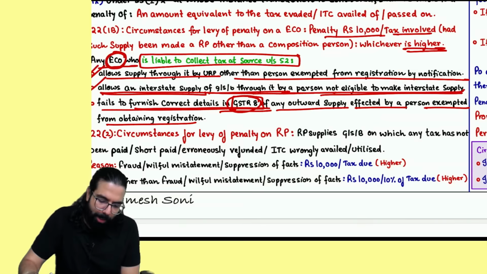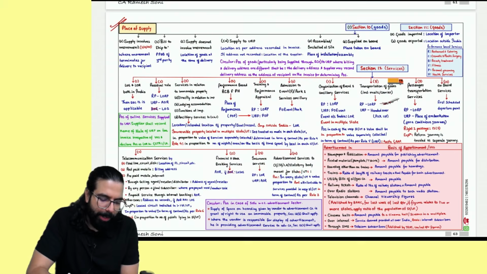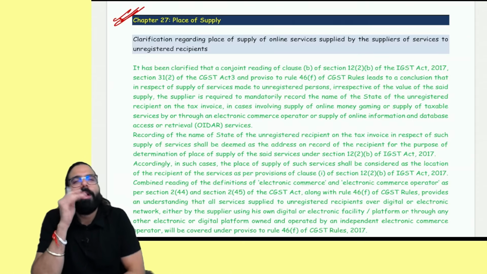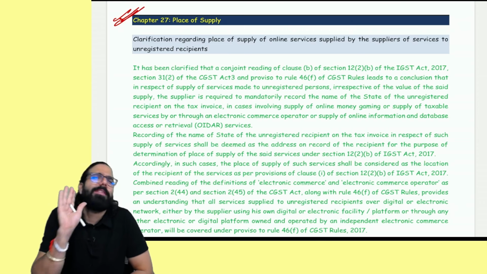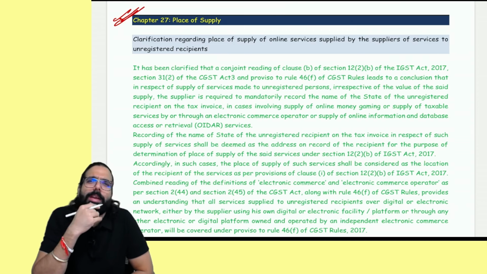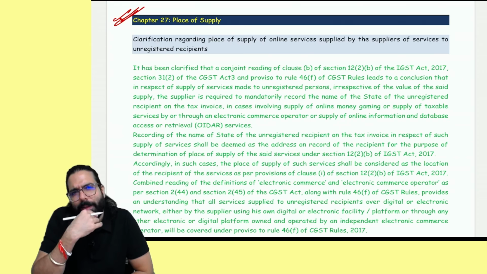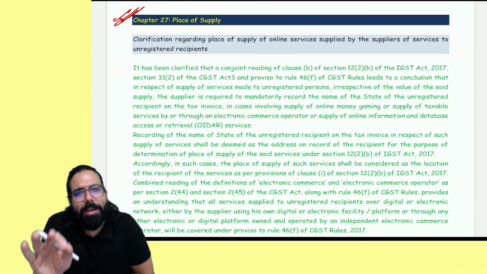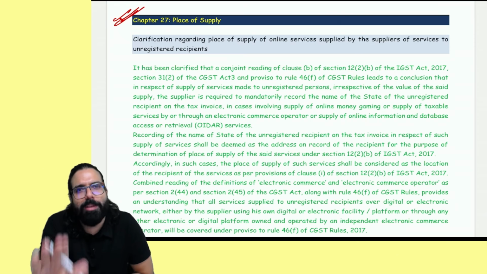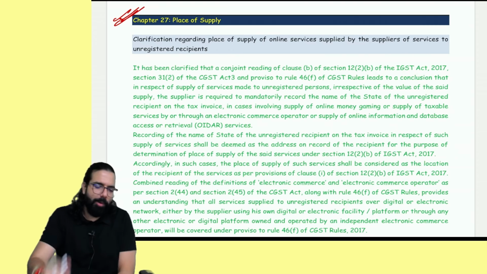In the place of supply chapter, they have gone ahead and given one small circular. Nothing much. They have told that if you are supplying online services, supposedly on my website I am selling classes or I am selling ebooks, in this scenario, if you are a person supplying OIDR services online, or any online services, you must mention the name of the state of the recipient. Whether the recipient is unregistered, even if the value is less than 50,000, you must mention the name of the state of the recipient, and that will be the address on record. That's all they have told.